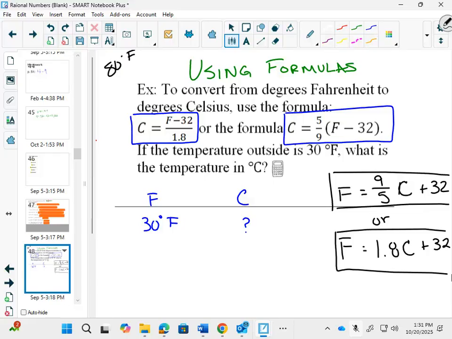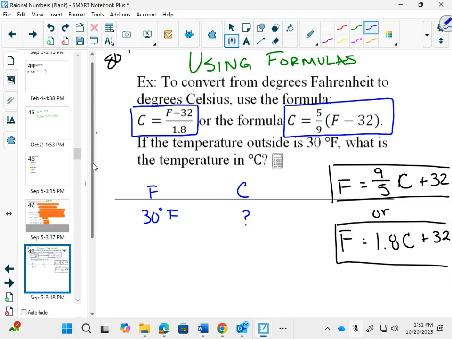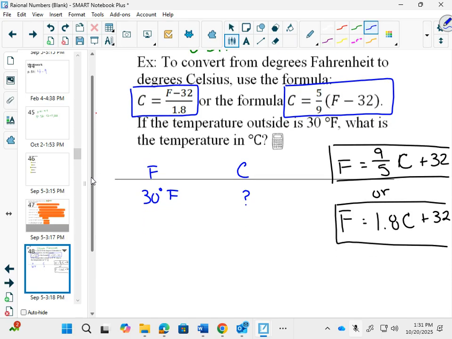The ones that are C equals, those would be formulas you would use if you wanted to find the Celsius. The F equals ones, those would be the ones where you know the Celsius and want to find the Fahrenheit. So what we're going to do is practice how we use formulas, and how we type them into our calculator. Number one, how do we use formulas?